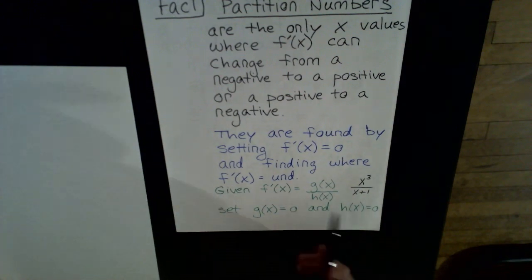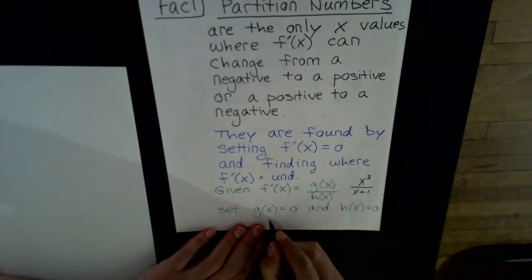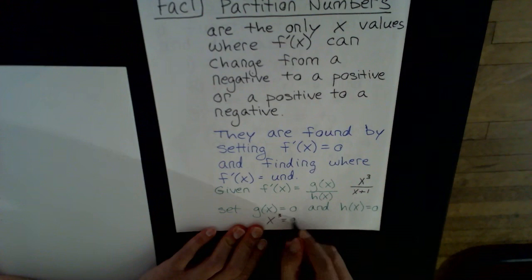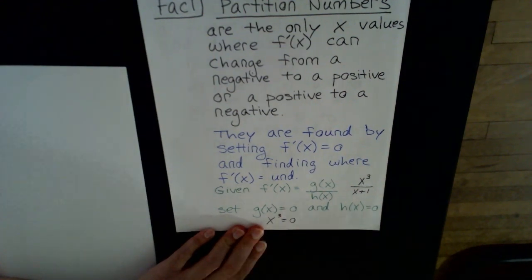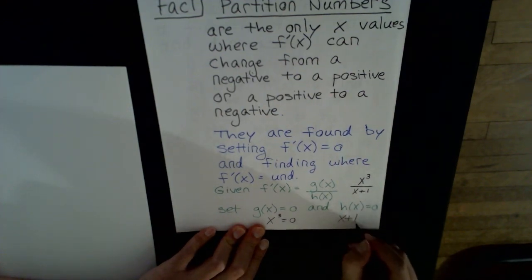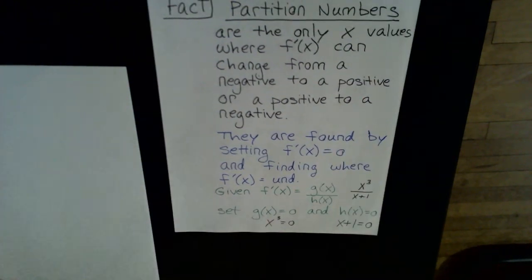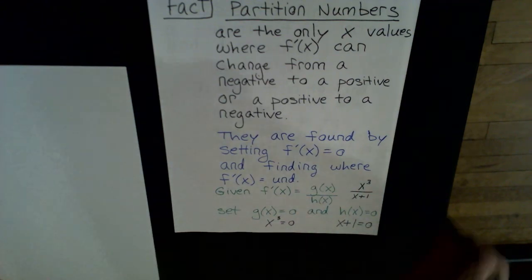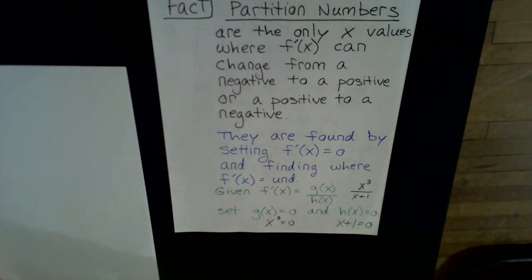So this is saying to find these partition numbers, set the numerator equal to 0. So in this case it would be set x cubed equal to 0. And set the denominator equal to 0. That'll tell you where it's undefined. So you would set x plus 1 equal to 0. And when you solve for each of these equations, it will give you all of the possible partition numbers, or all of your partition numbers, given that original derivative.